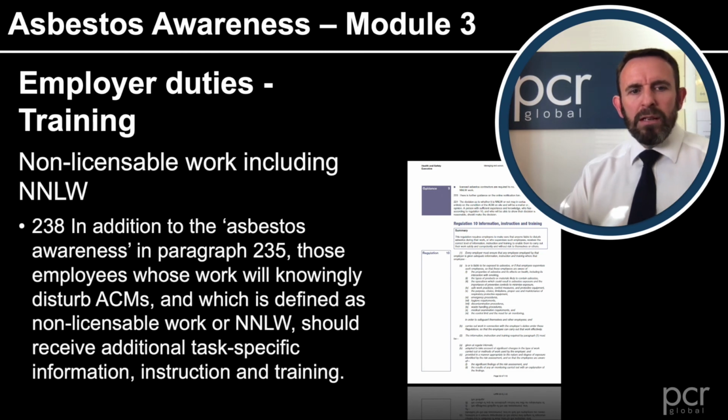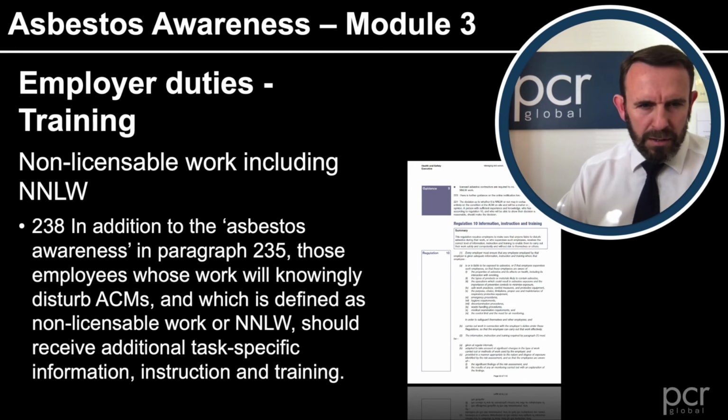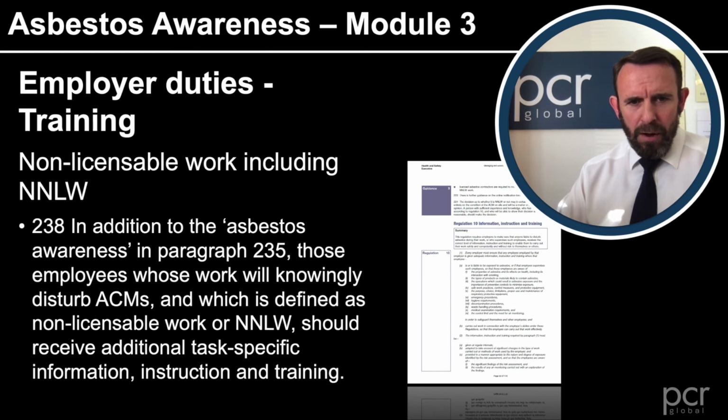Paragraph 238 mentions non-licensable work, including notifiable non-licensed work. So in addition to the asbestos awareness in paragraph 235, those employees whose work will knowingly disturb ACMs and which is defined as non-licensable work or notifiable non-licensable work should receive additional task-specific information, instruction and training. It's very important to reiterate that this training does not allow you to work on asbestos.